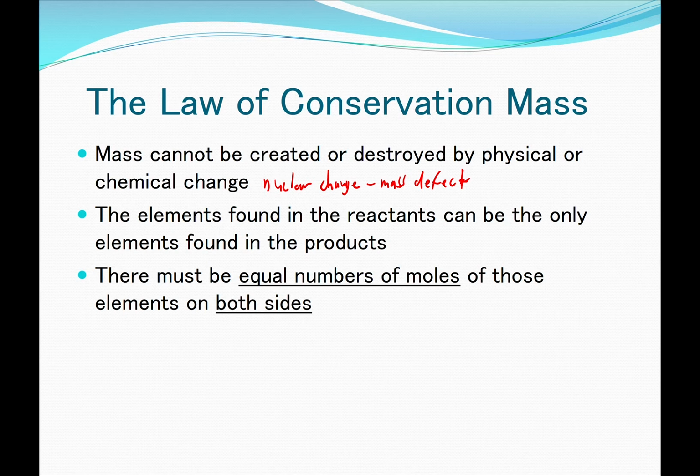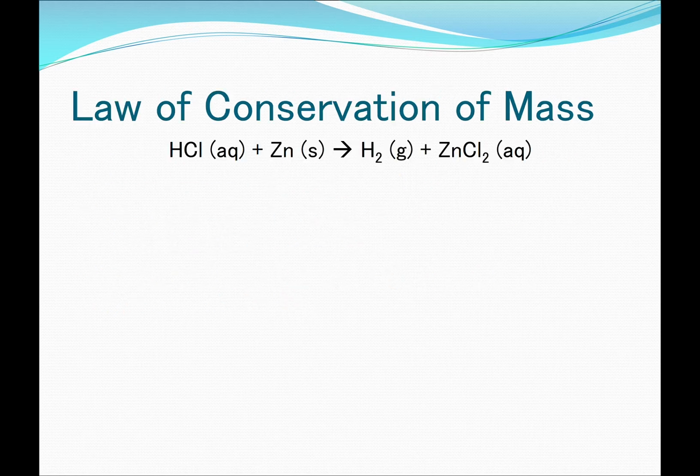But within the law of conservation of mass, so with any physical or chemical change, whatever elements we find in our reactants are the only ones that can be found in the products. Nuclear change, we do have a change from, or can have a change from reactants to products. What we start with isn't always necessarily what we end with, but that's nuclear change. And we must have equal numbers of moles of these elements on both sides. So I want to make sure that the amount of stuff, whether that's mass or moles, is going to be the same on both sides of our reaction.